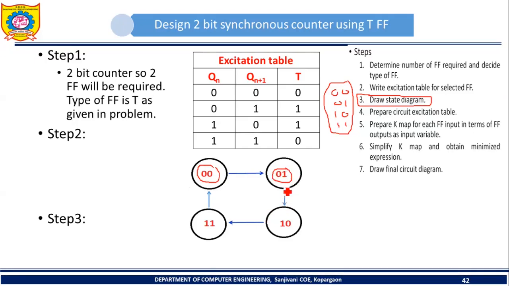0 1. After 0 1, what should be the next state? 1 0. After 1 0, what should be the next state? 1 1. And after 1 1, what should happen? Our counter should reset, right? So this is the state diagram for this 2-bit counter. So step number 3 is also over.